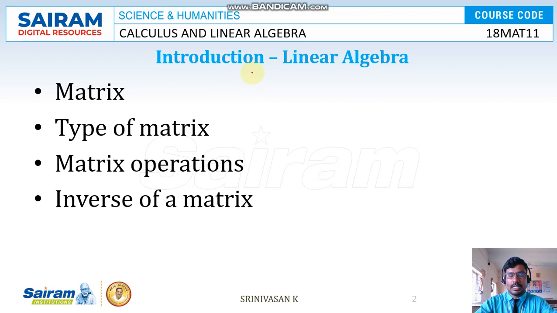So, introduction to linear algebra. First, we'll discuss what is meant by matrix. After that, we'll discuss the types of matrix, matrix operations, and the inverse of a matrix. What is meant by matrix? The definition of a matrix is a rectangular arrangement of rows and columns. Maybe these entries are elements, numerical values, or some notations. And this is the matrix.